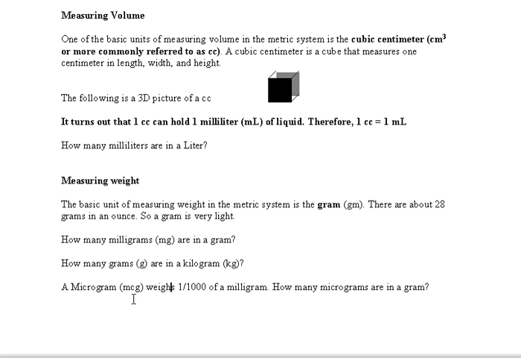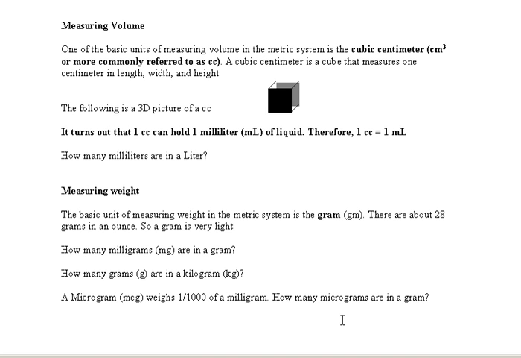Now, believe it or not, for really small dosages, or if you're measuring very precisely small amounts of weight, a microgram, that's labeled mcg, and some people label it with a Greek mu, weighs 1/1000th of a milligram. So how many micrograms are in a gram? Well, there's 1,000 micrograms in a milligram, okay, and there's 1,000 milligrams in a gram. So therefore, there's 1,000 times 1,000, or 1,000,000 micrograms in a gram.